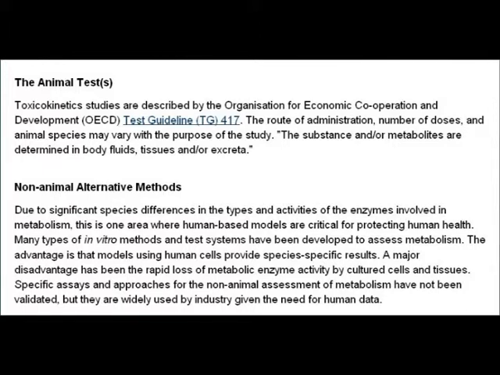Under non-animal alternative methods it reads, due to significant species differences in the types and activities of the enzymes involved in metabolism, this is one area where human-based models are critical for protecting human health. Many types of in vitro methods and test systems have been developed to assess metabolism. The advantage is that models using human cells provide species-specific results. A major disadvantage has been the rapid loss of metabolic enzyme activity by cultured cells and tissues. Specific assays and approaches for the non-animal assessment of metabolism have not been validated, but they are widely used by industry given the need for human data.